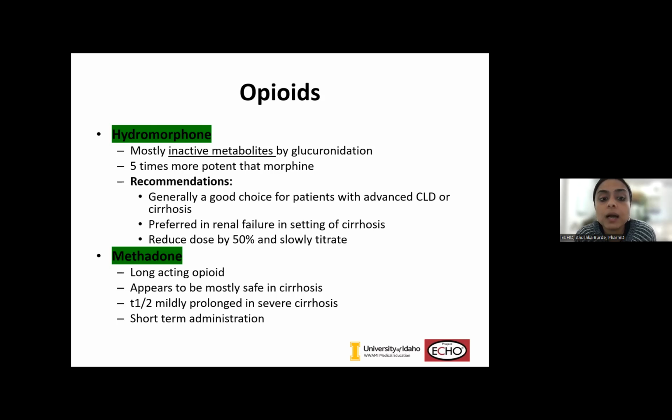Now, methadone, we see that quite often, especially these days, not just for pain management, but a lot of patients are on it also for opioid use disorder. It is a long-acting opioid. Interestingly, methadone seems to be pretty safe in cirrhosis. The half-life is mildly prolonged, however, in somebody who may have more severe cirrhosis. However, short-term administration seems to be okay in these patients.